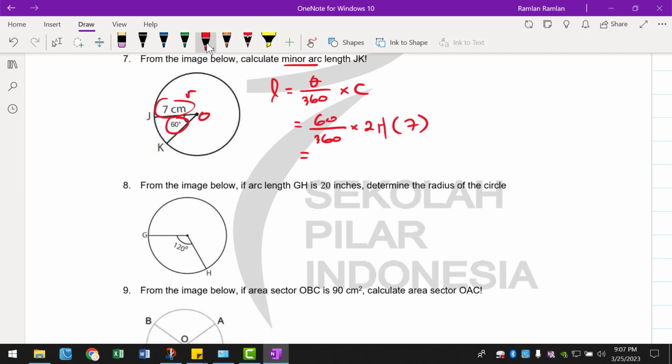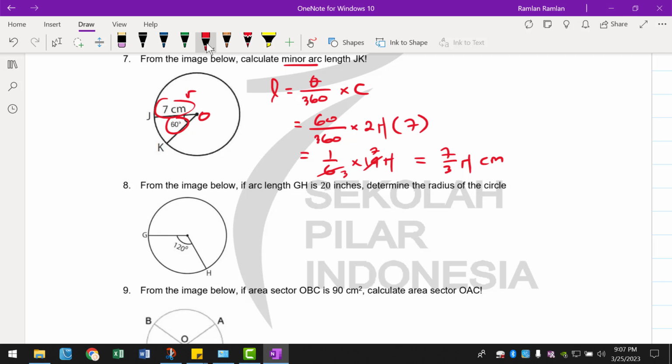If you simplify this, it will be 1 over 6, and then this is 14 pi. If you want, you can just put that into the calculator. Let me divide this by 2, you get 3, and 14 divided by 2 you get 7, so that'll be 7 over 3 pi. And again, in centimeter, just write down like this. Okay, that's pretty straightforward.